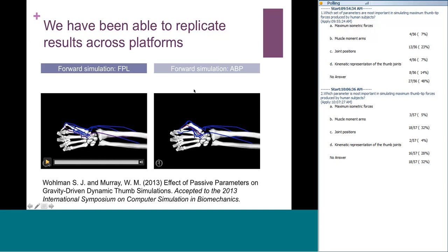So here I'm showing forward simulations of activating FPL and activating the ATB. And you can see just being able to do this adds a new layer of insight to what these simulations mean and what it means for our model to be right or wrong. Sarah is actually going to be describing these for dynamic simulations and other aspects of the development of the dynamic model at the International Symposium on Computer Simulations and Biomechanics.